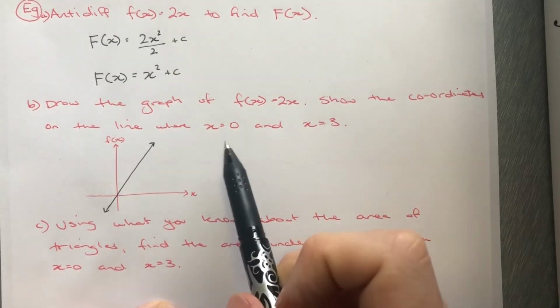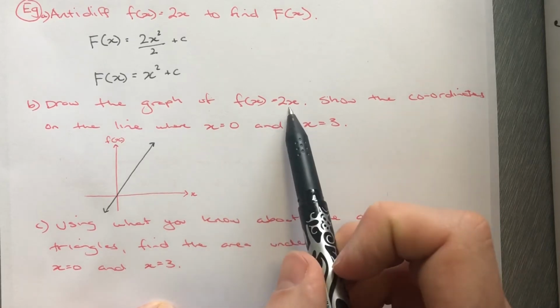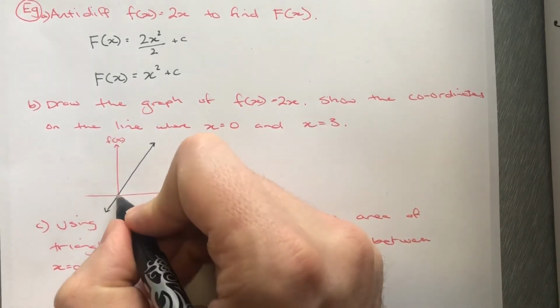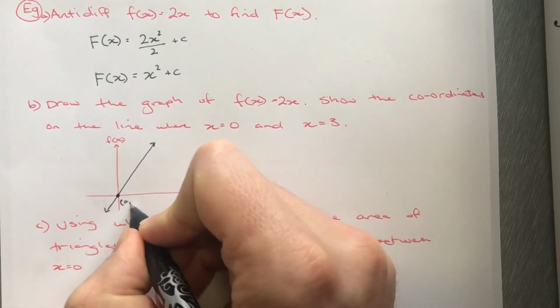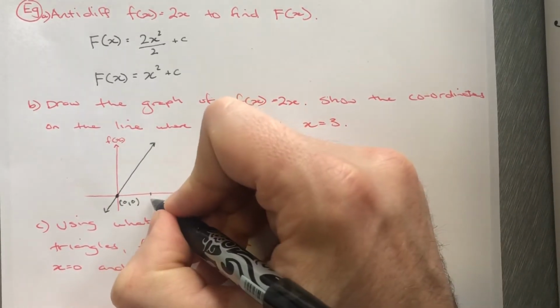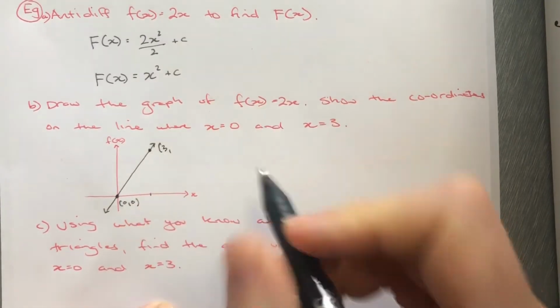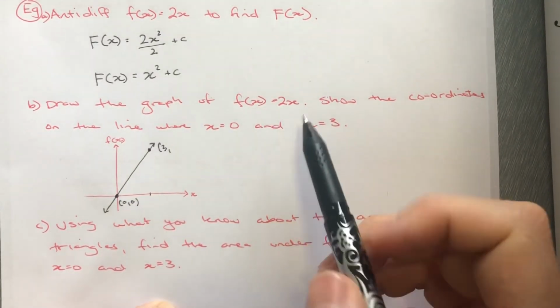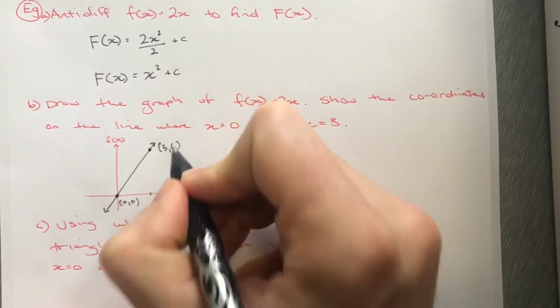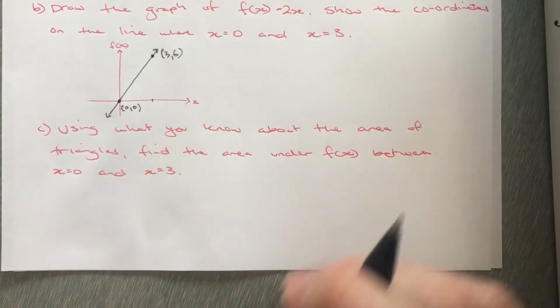Now it wants us to give the coordinates where x is 0. So if we sub x is 0 into there, it's going to give us 0. So x is 0, y is 0. And where x is 3, let's say that 3 is here. So where x is 3, if we sub 3 into that rule, 2 times 3 is 6. Cool.